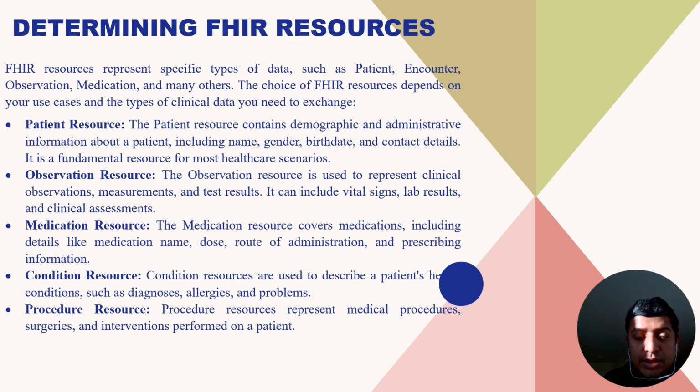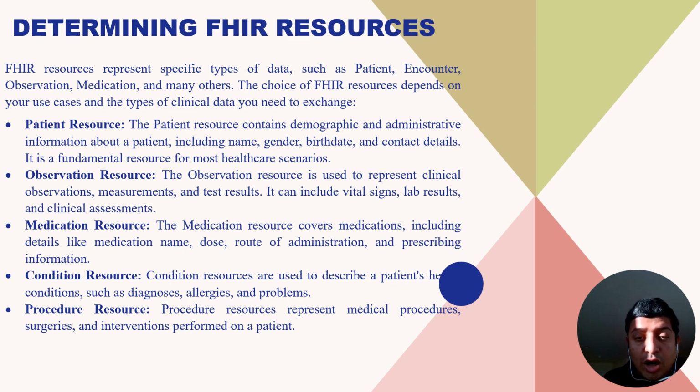Determine the FHIR resources. FHIR resources represent specific types of data such as patient, encounter, observation, medication, and many others. The choice of FHIR resources depends on your use case and the type of clinical data you need to exchange. There are different types of FHIR resources. Patient resources. The patient resource contains demographic and administrative information about a patient, including name, gender, birth date, and contact details. It is a fundamental resource for most healthcare scenarios.